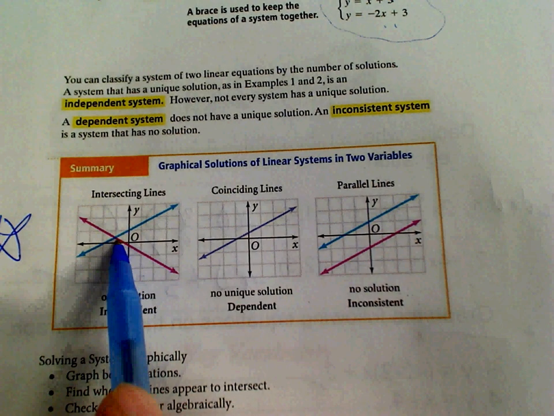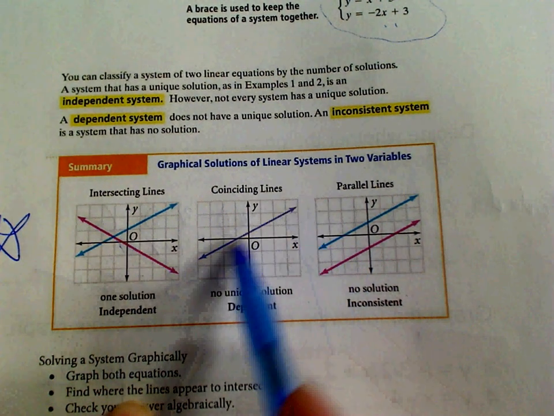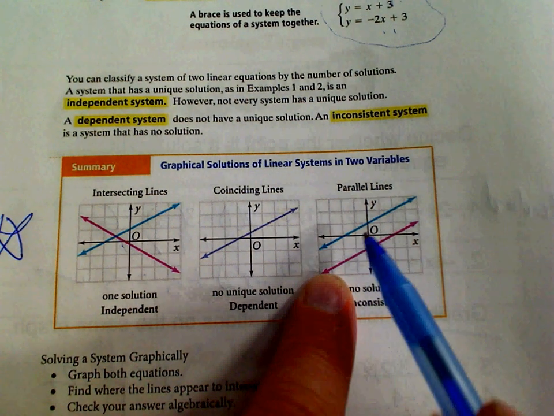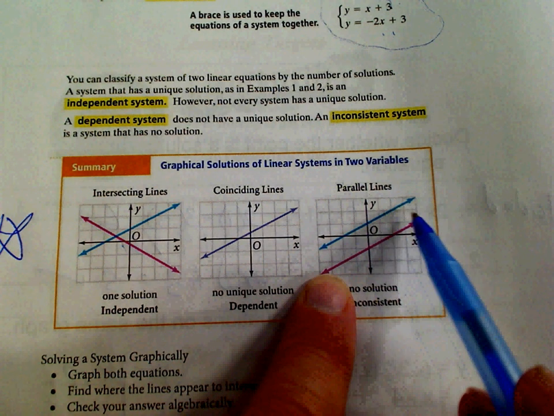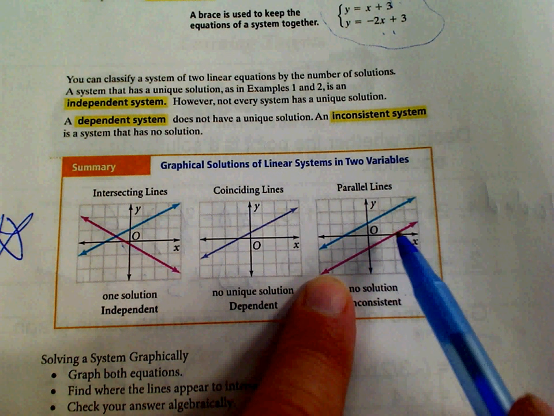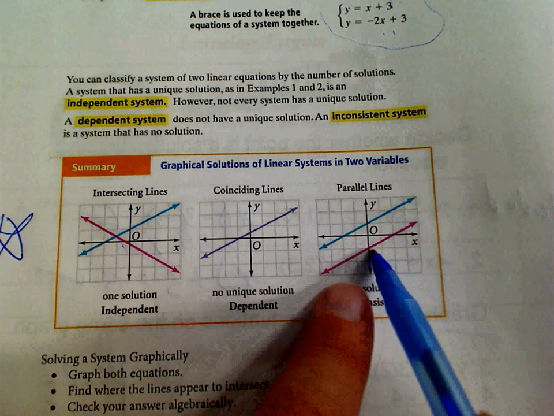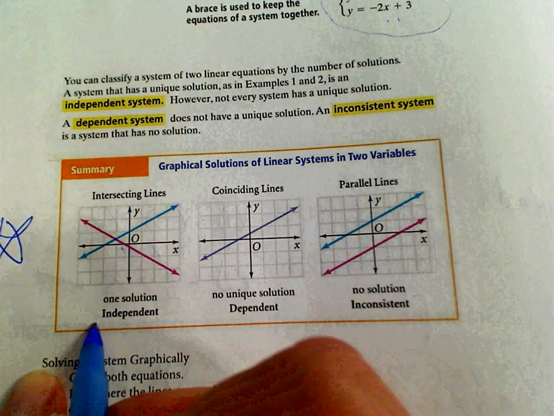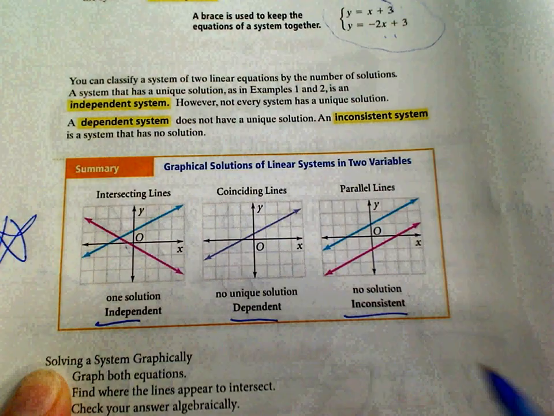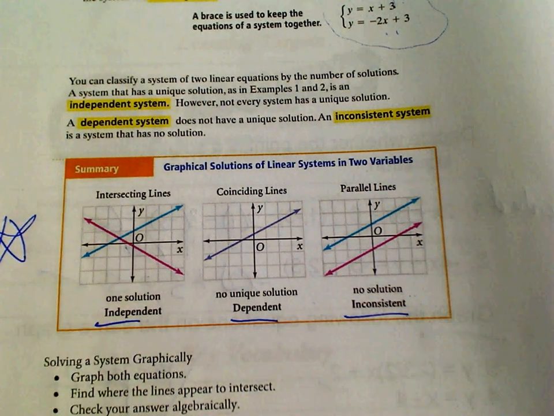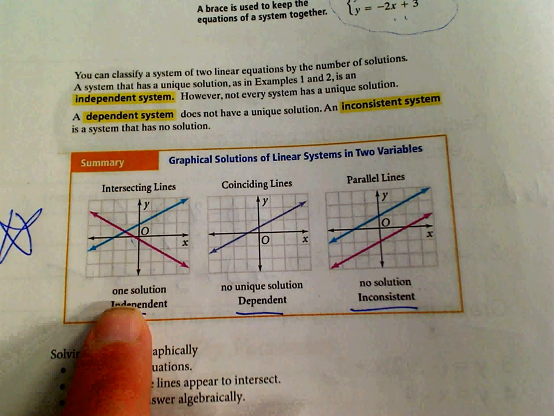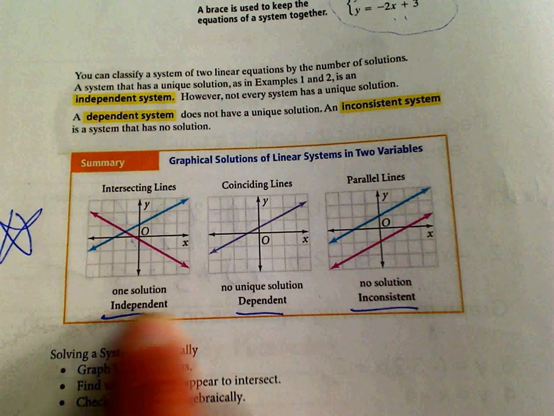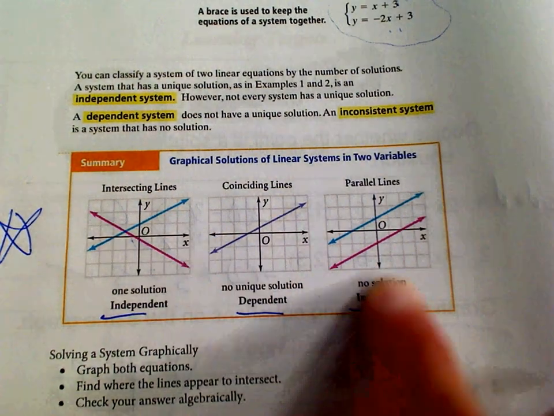Those two lines could cross each other. Those two lines could be the exact same line. I mean, same slope, same y-intercept. Or those two lines, what do we call these two kind of lines? They are parallel lines. Parallel lines have the same slope, different y-intercept. So this is a process of classifying. We could classify as independent, dependent, or inconsistent. Independent is what you'll normally see. One solution. Two lines cross one time. They're independent of one another. Dependent, right on top of each other, and inconsistent, never touch.